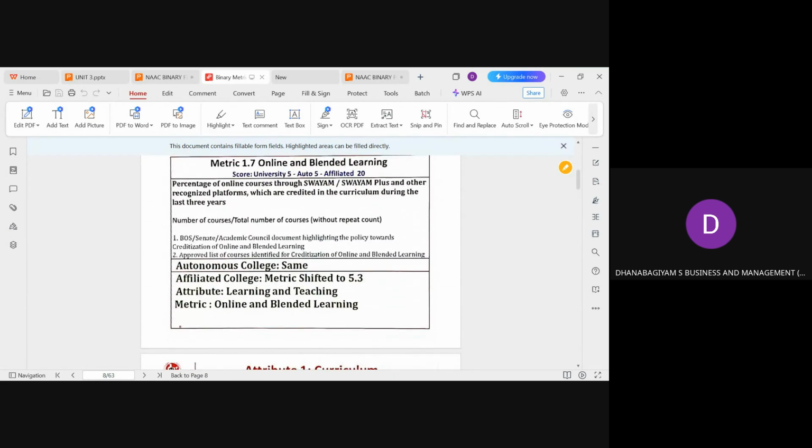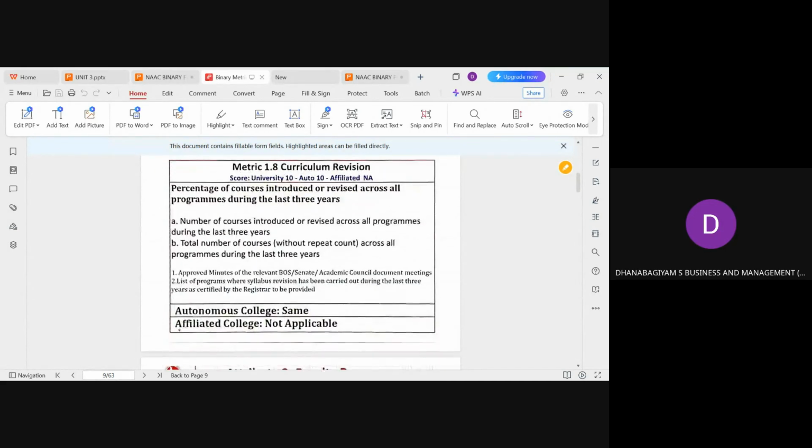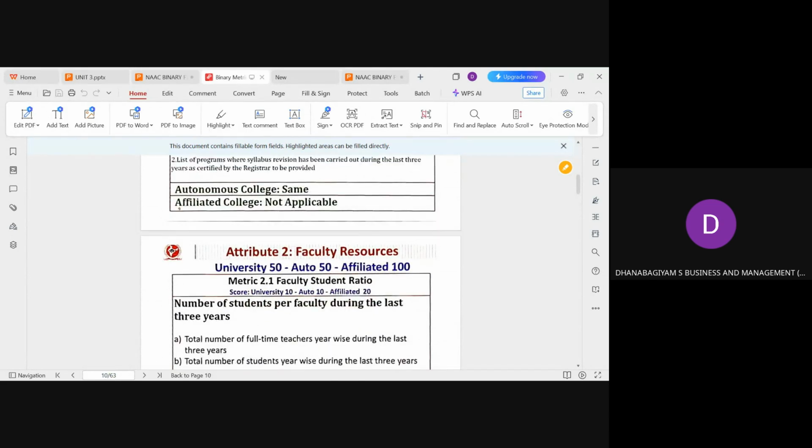So here we have to make our students enroll in one or the other courses, SWAYAM or MOOC courses, and we have to collect the certificate from the students. Various different courses, we can ask the students to enroll and complete. And once they complete the course, we have to collect and keep the course completion certificate, because this accreditation talks about quantitative metrics. So definitely we should have the certificates. And next, 1.8 talks about the curriculum revision. So curriculum revision needs to be done.